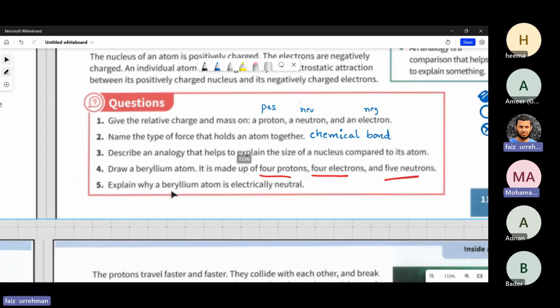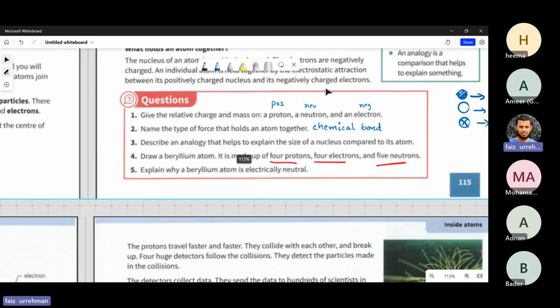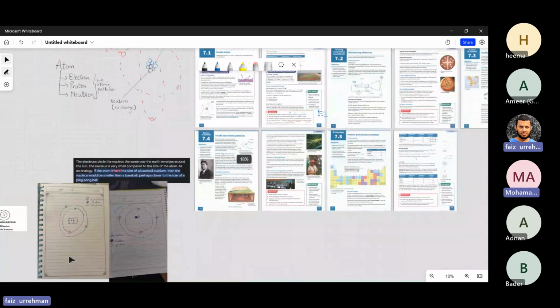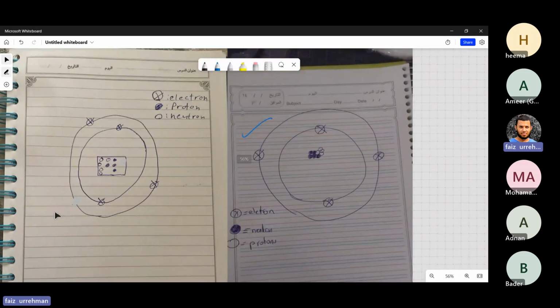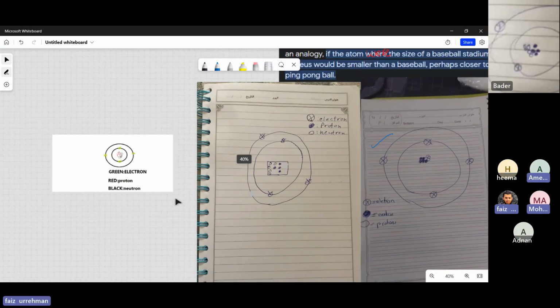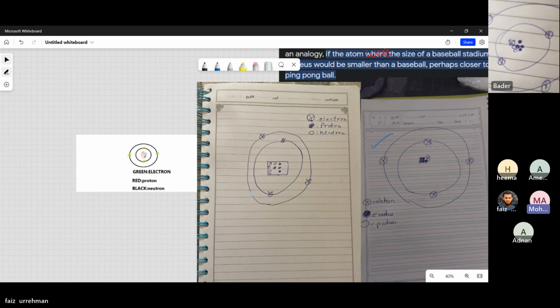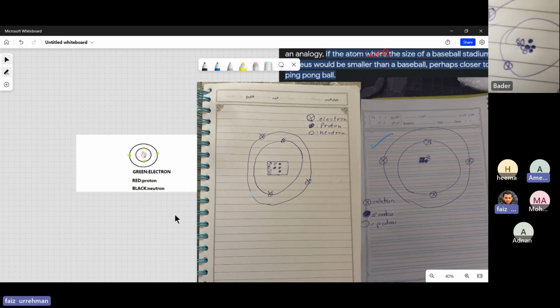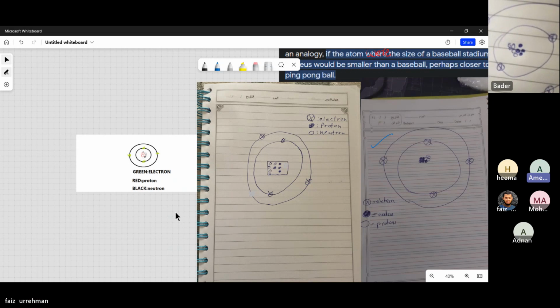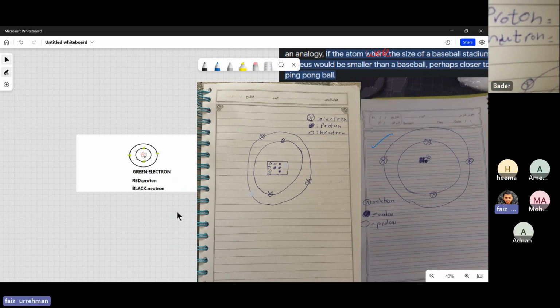Okay, so explain why a beryllium atom is electrically neutral. The photo that you have sent to me, is it electrically neutral, electrically positive or electrically negative? What is the overall charge? Neutral. Let me take the screenshot. So proton is this, neutron is this. Where is the electron? Where is the legend for electron?